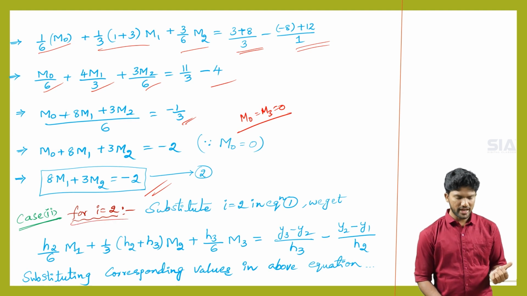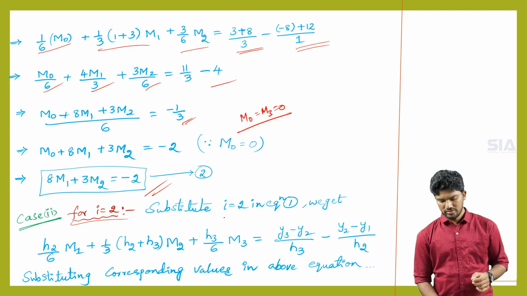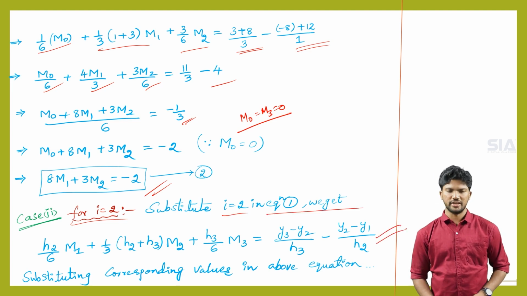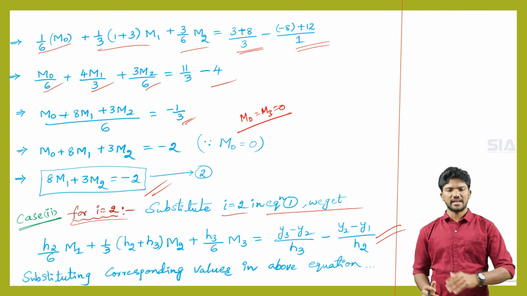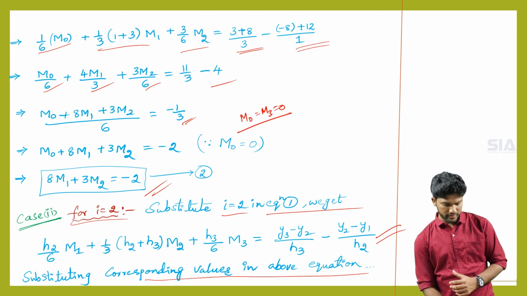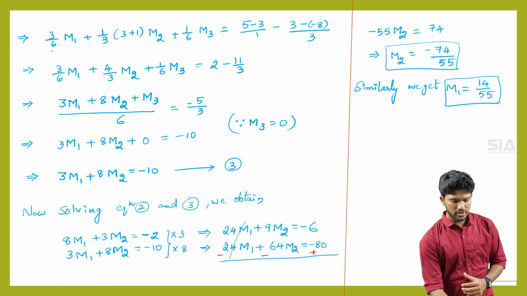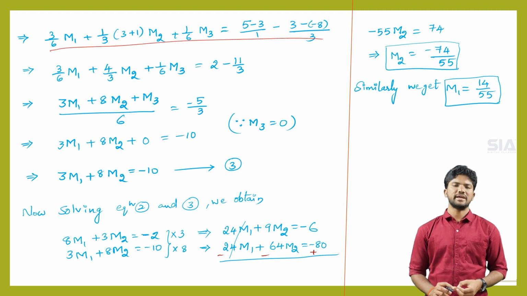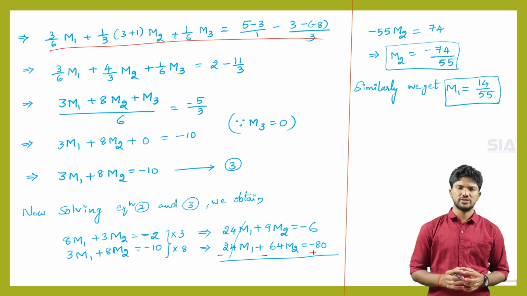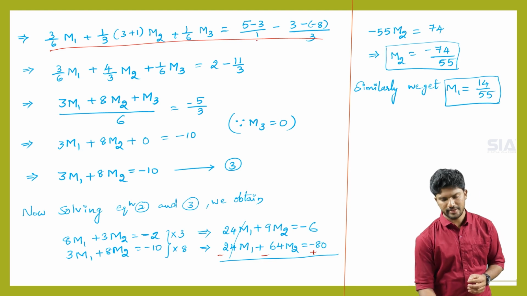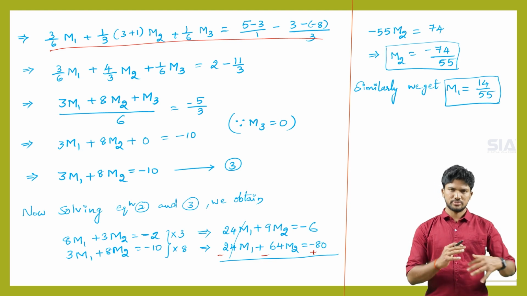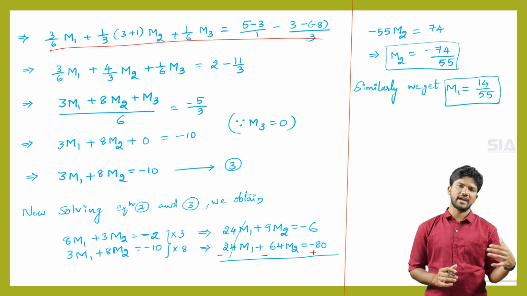Next, case 2, for i is equal to 2. Substitute i is equal to 2 in equation number 1, we get this total equation. Okay, substitute the corresponding values in the above equation, so you will get 3 by 6 into m suffix 1 plus 1 by 3 into 3 plus 1 into m suffix 2 plus 1 by 6 into m suffix 3 is equal to 5 minus 3 by 1 minus 3 minus of minus 8 by 3, by substituting the corresponding values from the given data points.